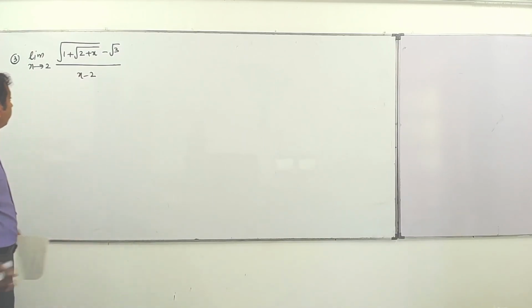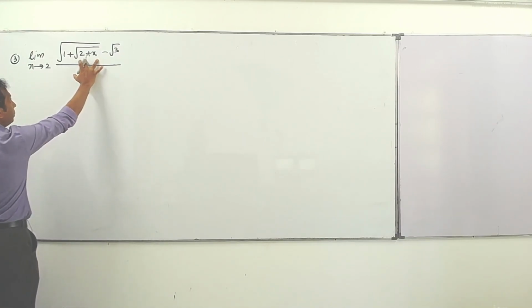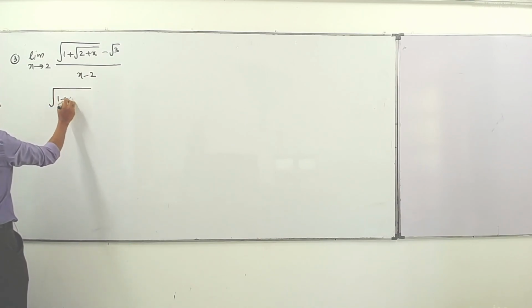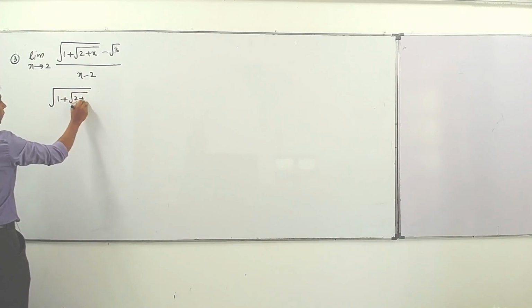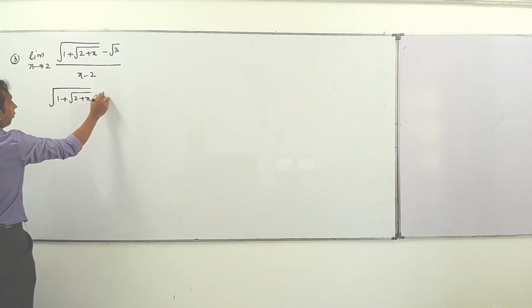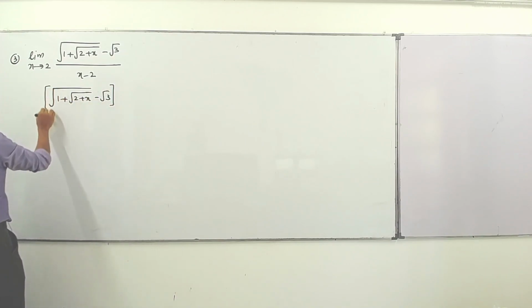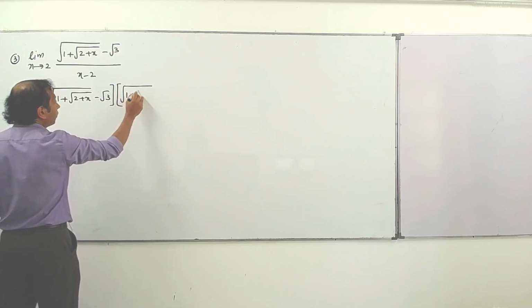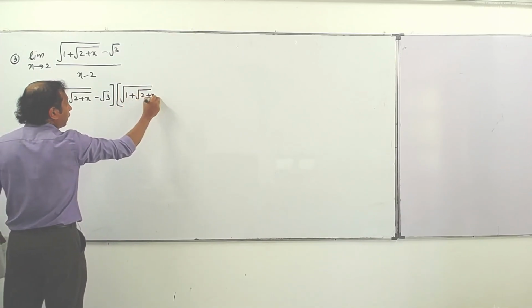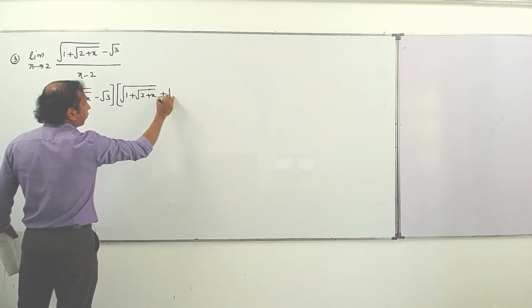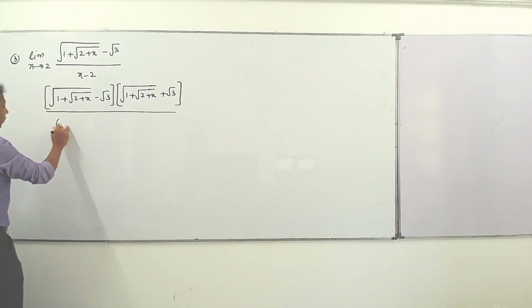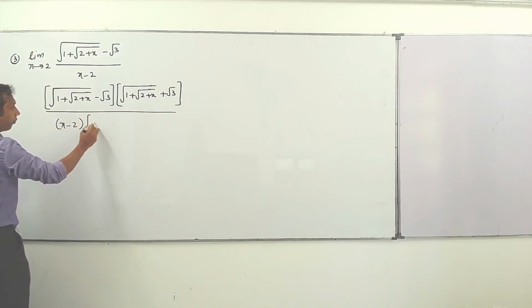Okay, now here first I am going to multiply this numerator and denominator by the conjugate of this. Then what happens? This is what we get. 1 plus root 2 plus x minus root 3, I multiply by its conjugate: square root of 1 plus root 2 plus x plus root 3, divided by x minus 2 this way.